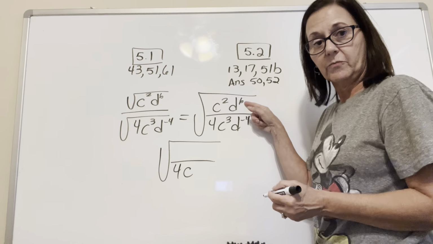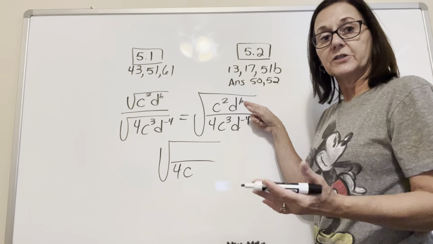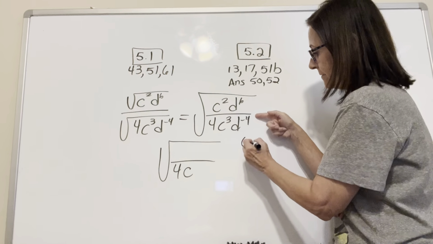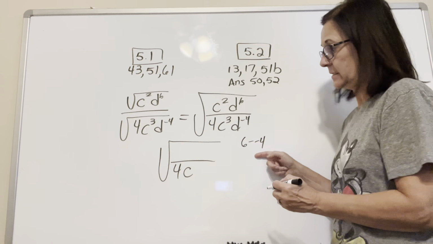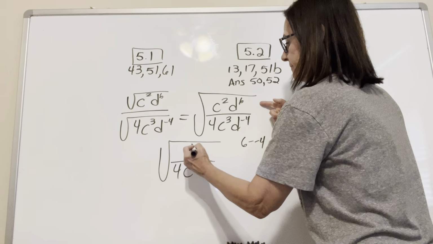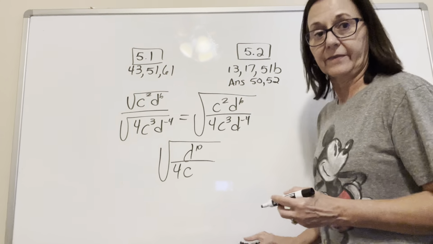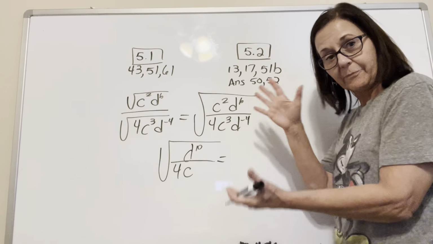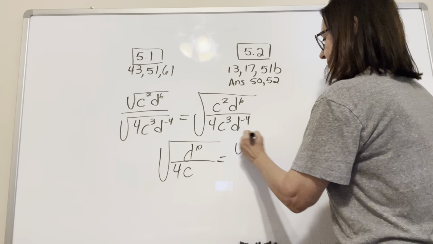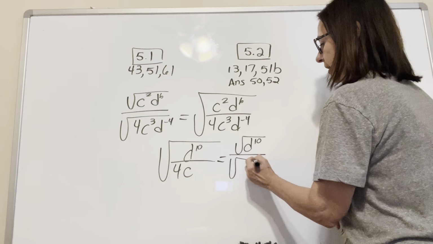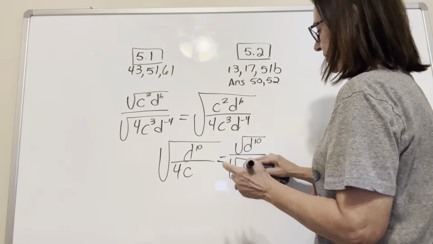I'm going to move d to the numerator. Remembering division is subtraction, so it's 6 minus negative 4. 6 minus negative 4, that's plus. So it's going to be d to the 10th. All right. Got that? Now I'm going to separate it again. So it's the square root of d to the 10th over the square root. I'm going to separate these terms in the denominator.